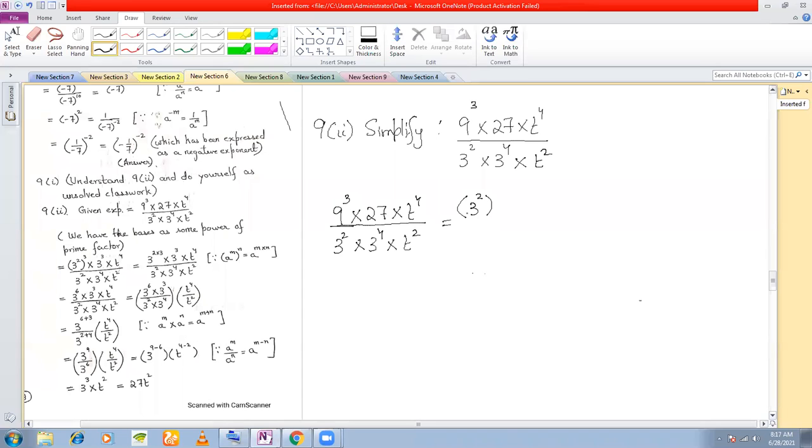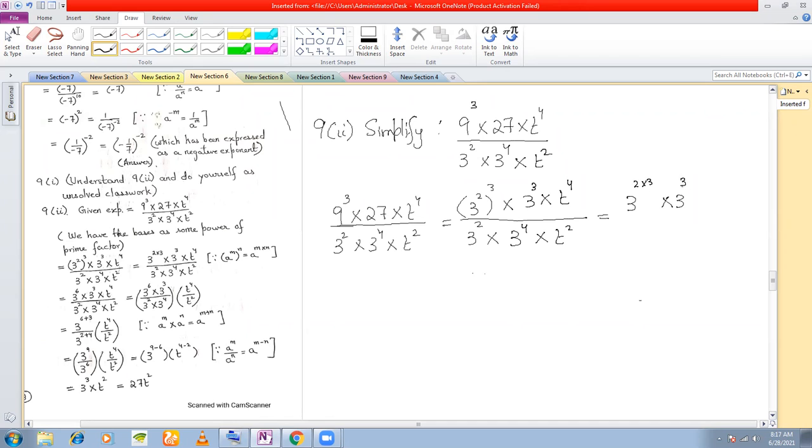If you can write 9 as 3 square, and 9 has been raised to the power of a cube, that means 3 square must also be raised to the power of a cube. Into 27 is 3 cube after prime factorization. And the denominator is 3 square here, 3 to the power of 4 here, and t square here. So now the first one, 3 square whole cube, can be written as 3 to the power of 2 into 3. You can multiply the powers here.